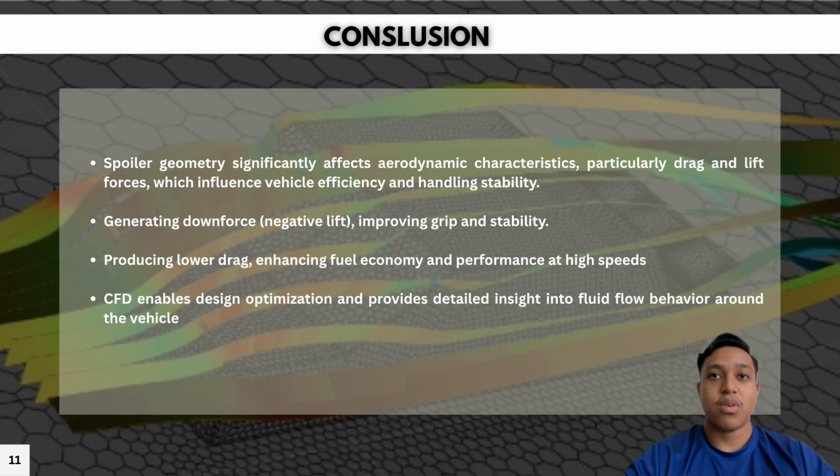So we're moving on to the conclusion. Firstly, spoiler geometry significantly affects aerodynamic characteristics, particularly drag and lift force, which influence vehicle efficiency and handling stability, as shown in our discussion of the results. Generating downforce, which is negative lift, will improve the grip between the tire and the road and improve stability also. Producing lower drag will enhance fuel economy and performance, especially at high speed.